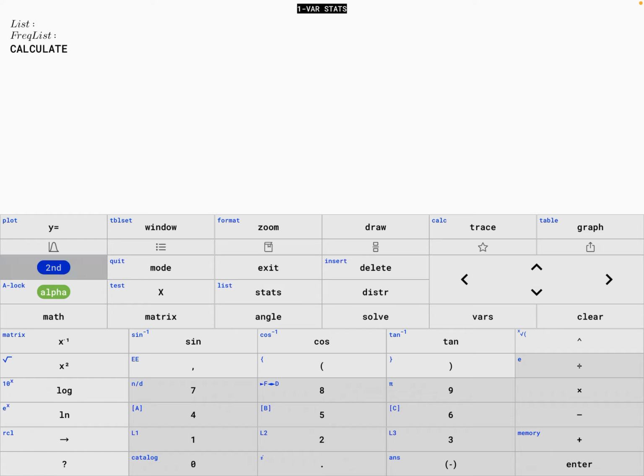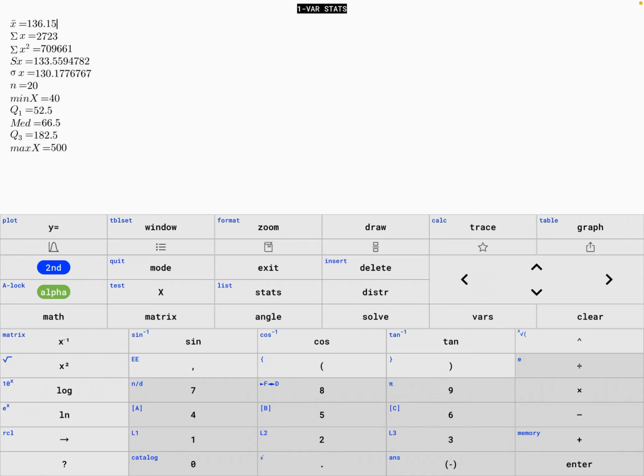I need to hit second and then stats, because you can see in the top left corner of the stats button there's a list button, and that allows me to change my list to whichever one I entered the information. So mine was list 2, so I just hit enter. So now you can see my list changed to list 2. So I'll go down to calculate, hit enter, and we found the information that we're looking for.